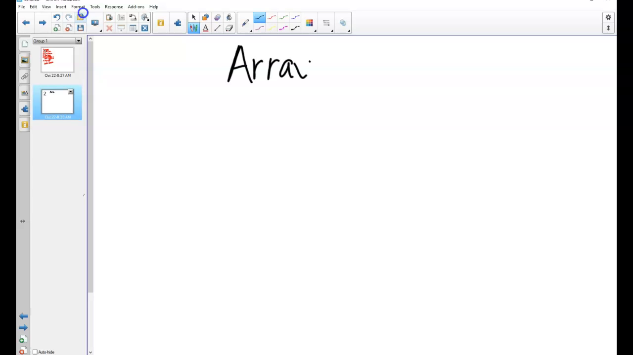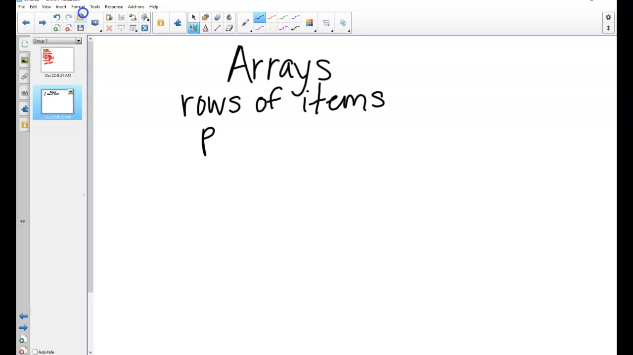Arrays are rows of things, okay? So rows of items. The first factor is going to be your number of rows, and the second factor is your number of columns. Okay, so rows go across.